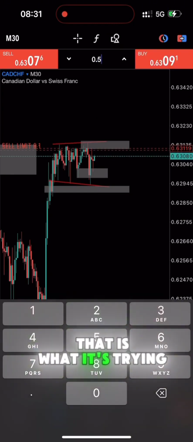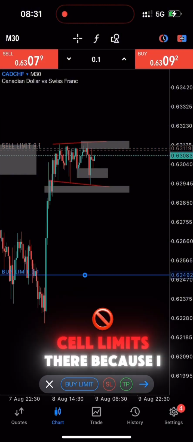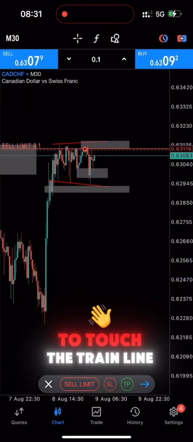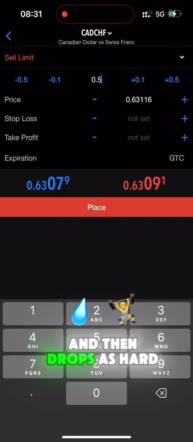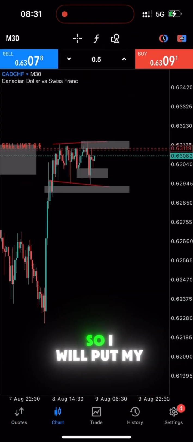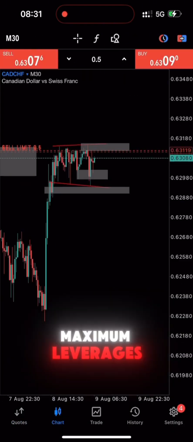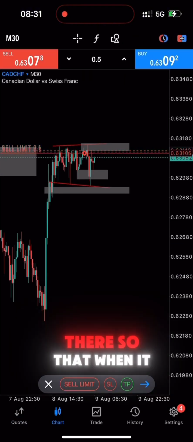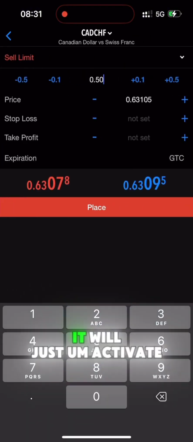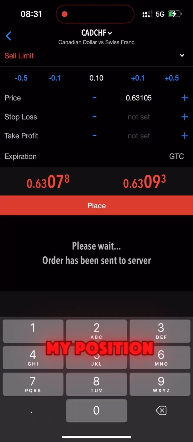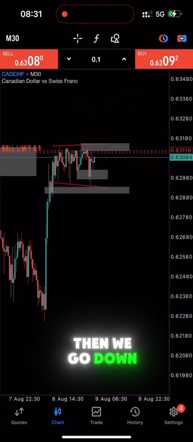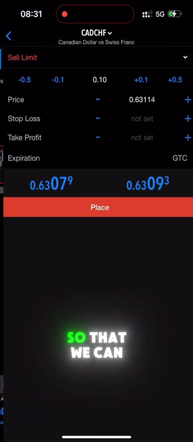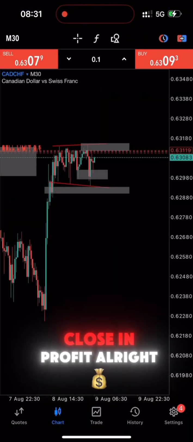That is what it's trying to do. So I'll put my sell limits there because I know it's gonna go upwards to touch the trend line and then drops as hard as possible. So I will put my maximum leverages, my positions somewhere on top there, so that when it goes up it will just activate my positions and then we go down in profit. We go down with Rajesh's account so that we can close in profit.